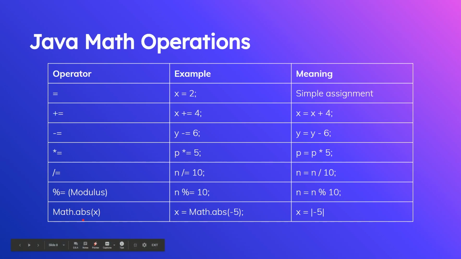And then for math.abs, it's just the absolute value. You'll be seeing this a lot, particularly for tele. So it's just your normal absolute value. So let's say if we have math.abs(-5), the absolute value of -5 would be equal to +5.